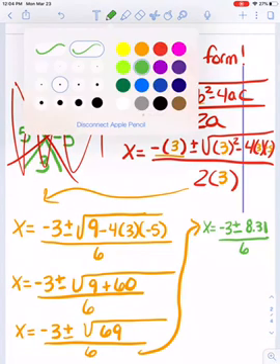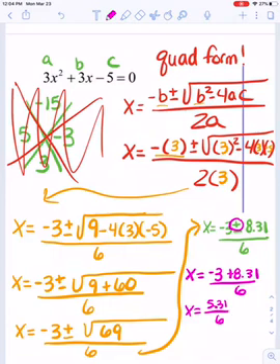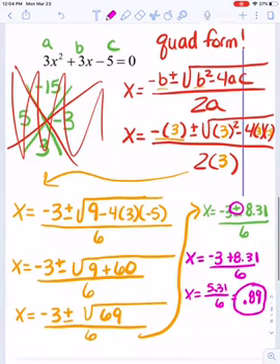Now I got to find my two solutions, so I'm first going to start by adding to find one of the solutions. So I get x equals -3 plus 8.31 divided by 6. So I'm going to add those two numbers on the numerator together first. So I'm going to have 5.31 divided by 6, which is going to give me, again, if I'm just rounding to two places, 0.89. So there's one of my solutions.